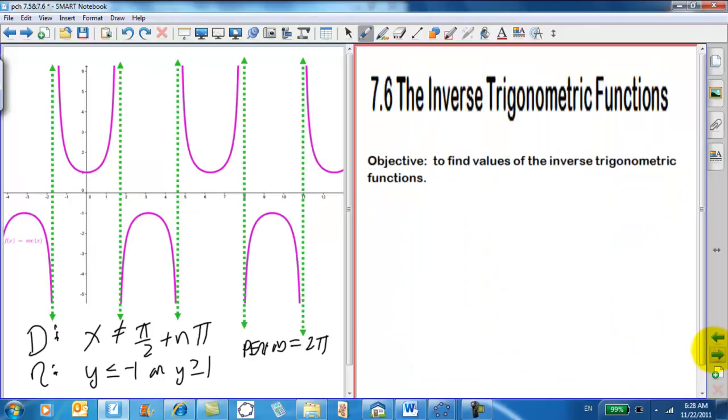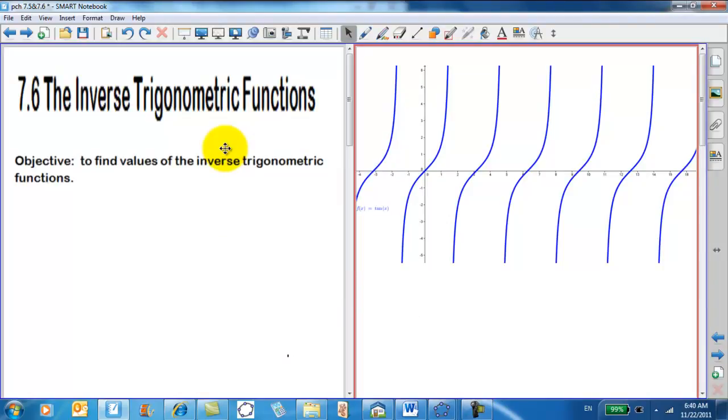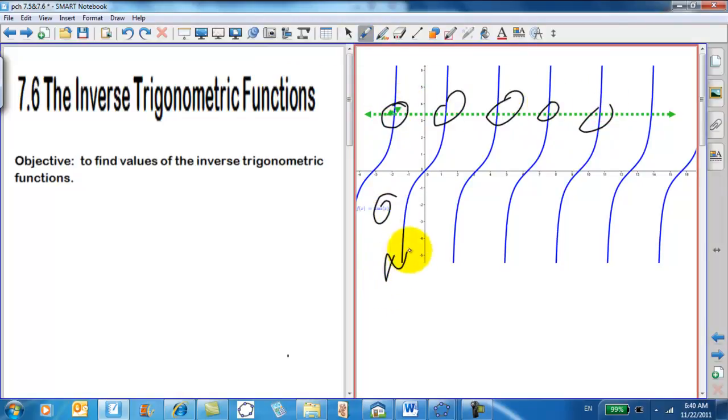Okay. Now I want to move on to the inverse trig functions. And our role here is to find the values of the inverse trig functions. So first let's get an idea of where they come from. Okay, let's try and figure out the inverse tangent function. The problem is the tangent function flunks the vertical line test. Look at that. Oops. It flunks it over and over again with just any vertical line. So this is not invertible and still have a function.